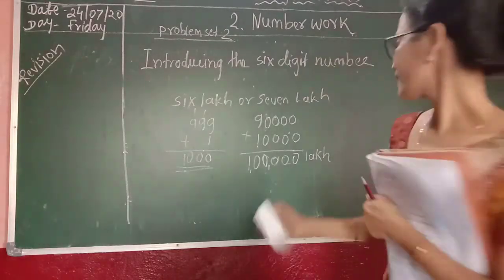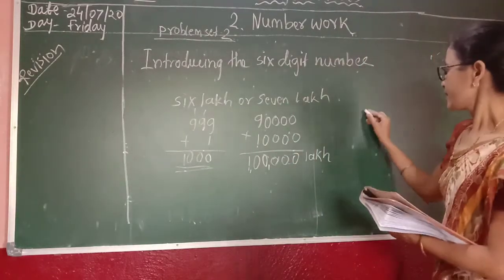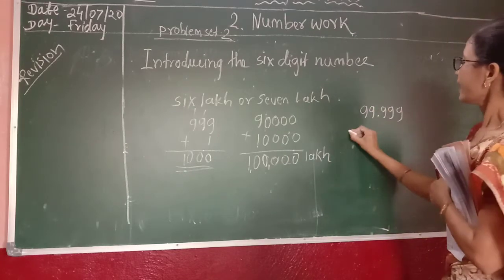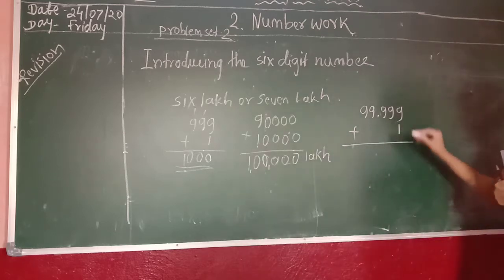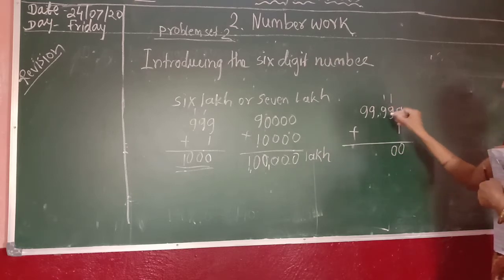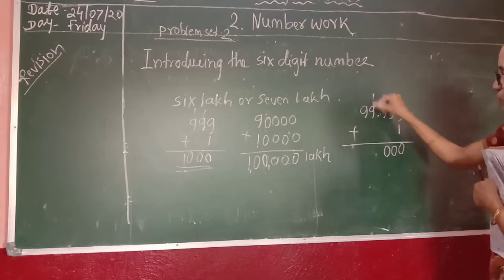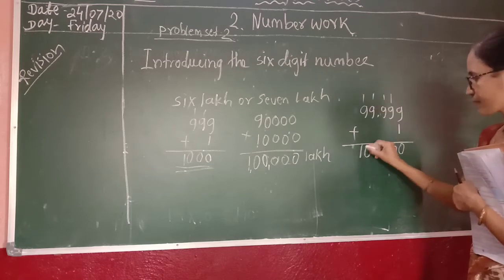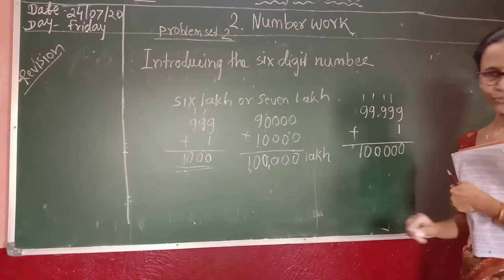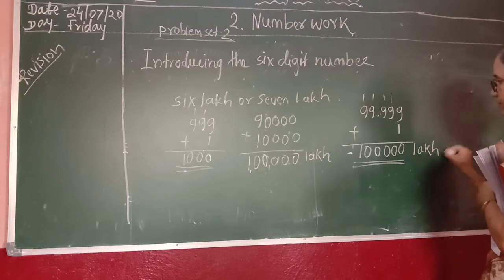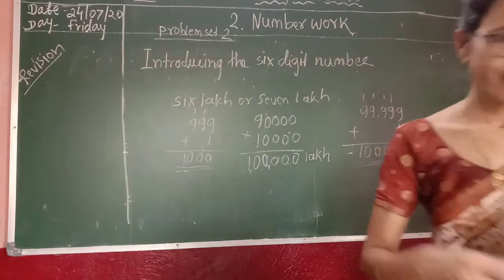This number. One more example I am going to give you. For example, 99,999. Add 1 to this number. 9 plus 1, 10, 0, 1 carry. 9 plus 1, 10, 0, 1 carry. 9 plus 1, 10, 0, 1 carry. 9 plus 1, 10. 1, 2, 3, 4, 5, 6. We got this number, 1 lakh. This number is called 1 lakh. How to write this? Look here.